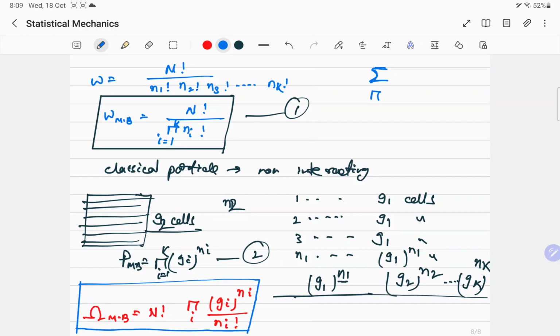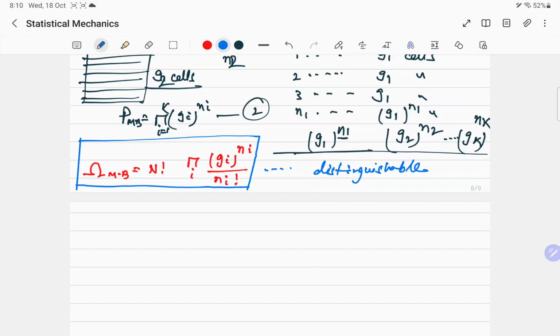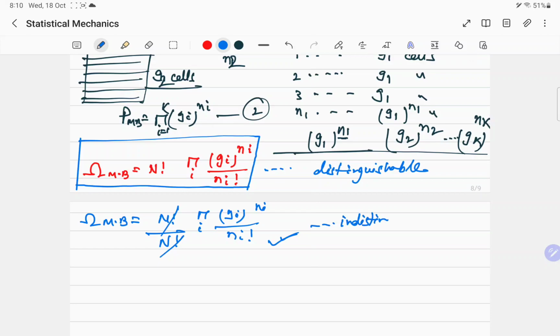Oh, one more thing. This is for distinguishable particles. For indistinguishable particles, okay, I need to take another page. For indistinguishable particles, omega Maxwell-Boltzmann will be the same thing, just divided by n factorial. So this will be the distribution function for indistinguishable particles. Now it's done.